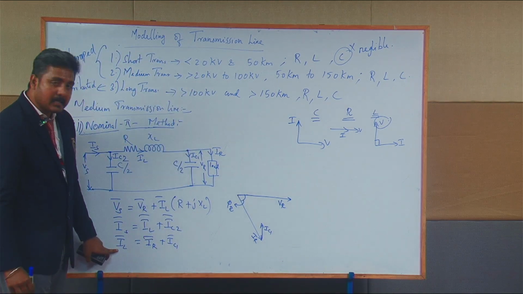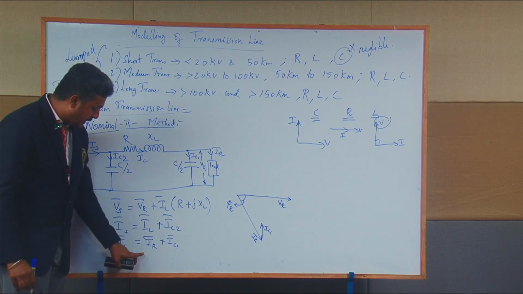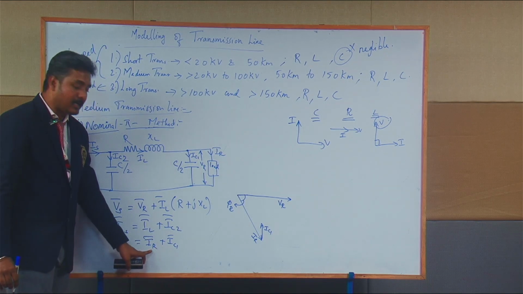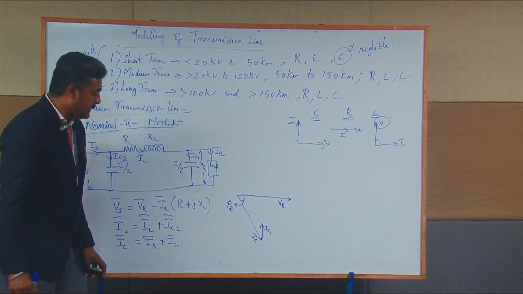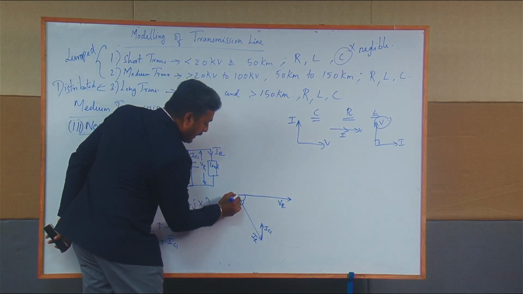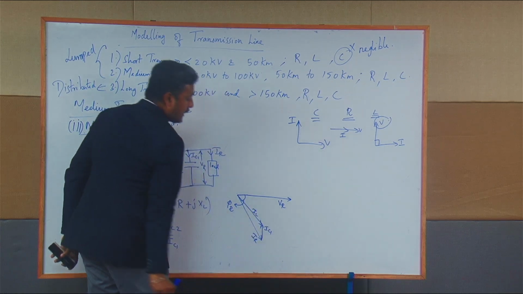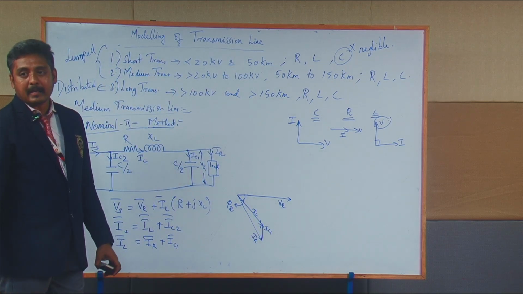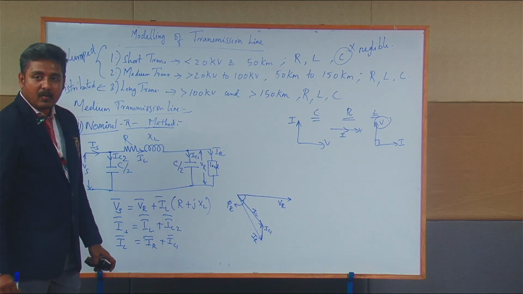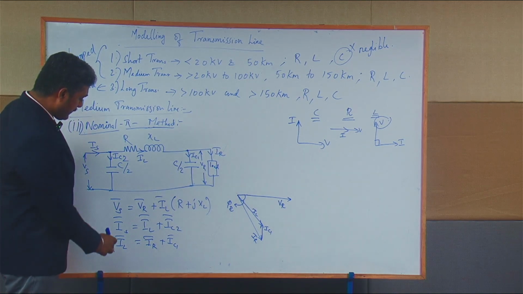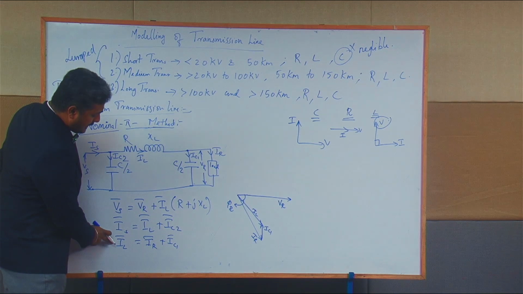And the IL vector is the resultant vector of these two vectors. The IL vector is equal to the IR vector plus the IC1 vector. Therefore, if I connect this point, this value is the IL vector. IL vector is the sum of IR vector plus IC1 vector. Now I have drawn the IL vector.